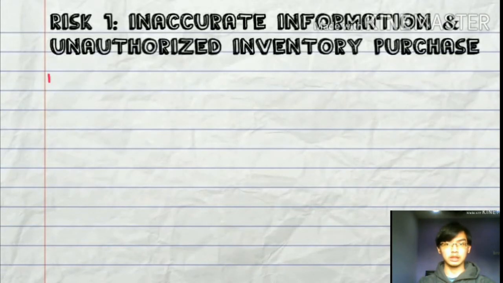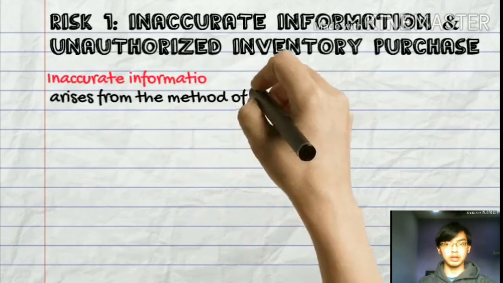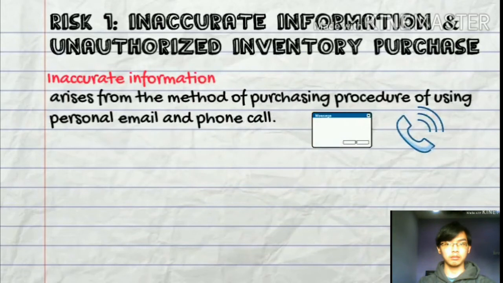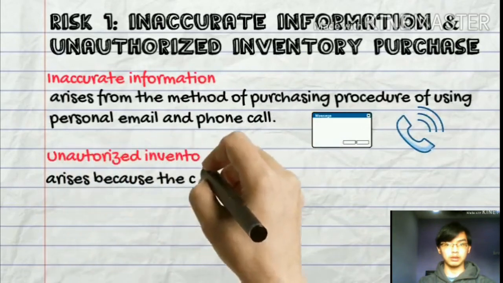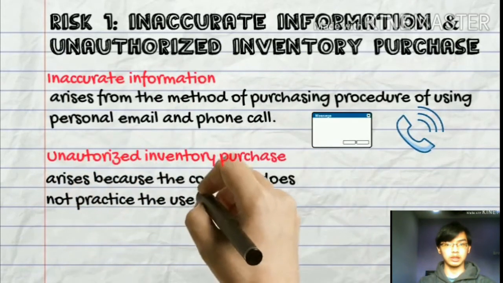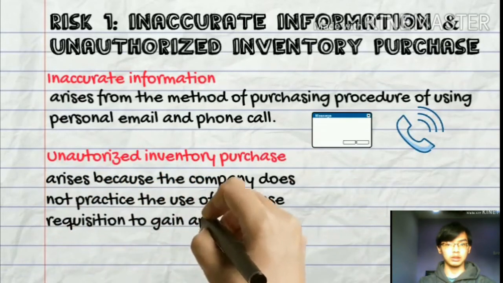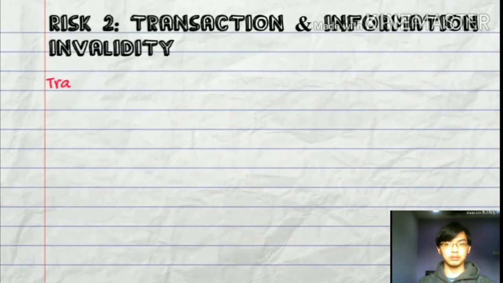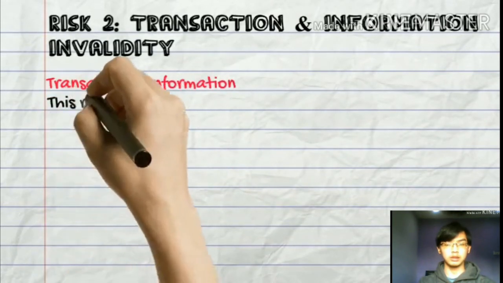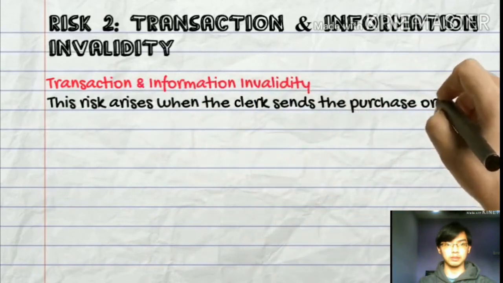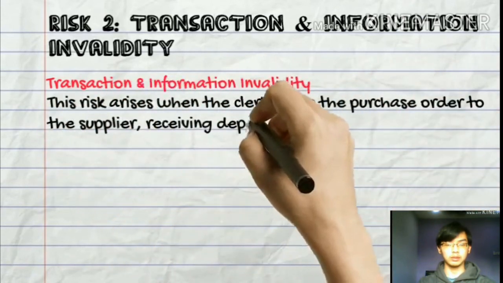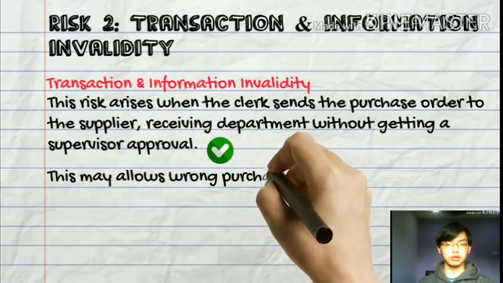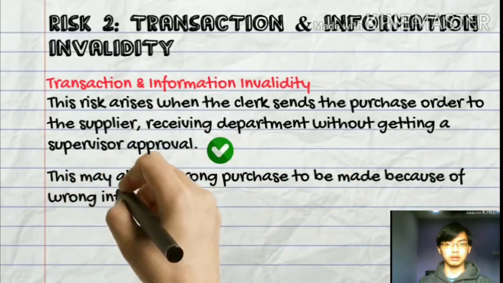For the first risk, inaccurate information arises from the method of purchasing procedure of using personal email and phone calls, whereas unauthorized inventory purchase arises because the company does not practice the use of purchase requisition to gain approval before purchasing. For the second risk, transaction and information invalidity, this risk arises when the clerk sends the purchase order to both the supplier and receiving department without getting supervisor approval. This may allow a wrong purchase to be made because of wrong information.